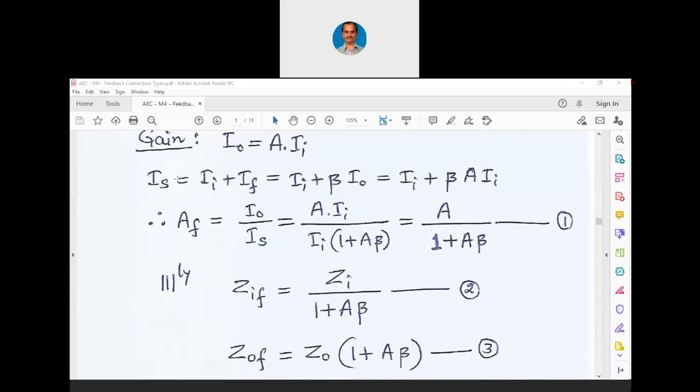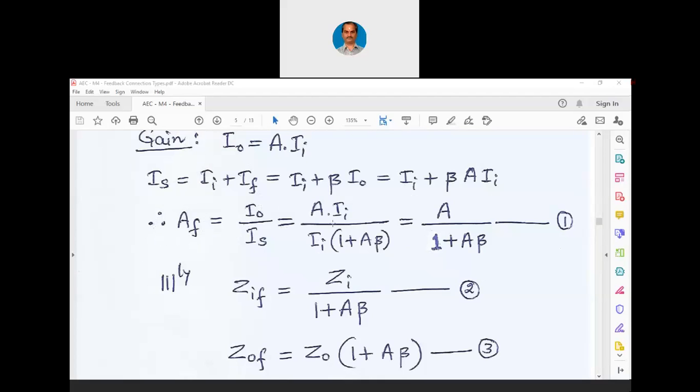So Is is equal to II plus If at the input. If is nothing but beta into I naught. So it is Is is equal to II plus beta into A into II. Therefore, gain with feedback. Remember, this is now a current gain. It is not a voltage gain. Gain with feedback is IO by Is.